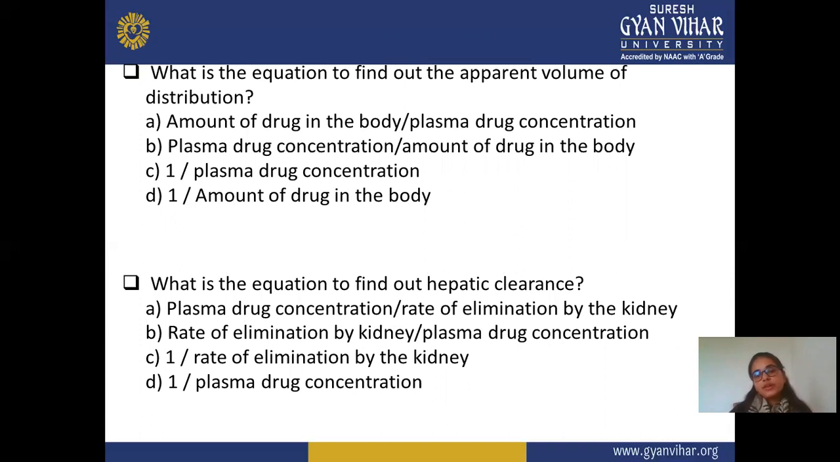Next is: what is the equation to find out the hepatic clearance? Hepatic clearance is nothing but the clearance of a drug by the hepatic route, or elimination of a drug. This equation is also something you know, and there are 4 options. A is the plasma drug concentration divided by the rate of elimination by kidney, a ratio of both plasma drug concentration and elimination rate through the kidney. B is the rate of elimination by kidney divided by plasma drug concentration, which is also a ratio. Next, C is 1 divided by rate of elimination by kidney, and D is 1 divided by plasma drug concentration. So these are the 4 options. You can select which equation is suitable for hepatic clearance out of these 4 options.